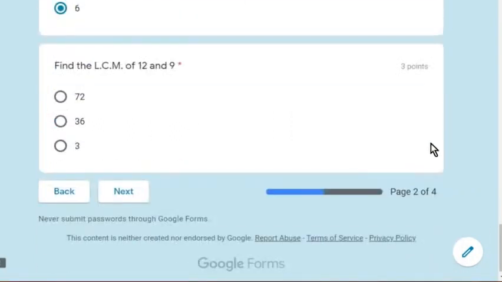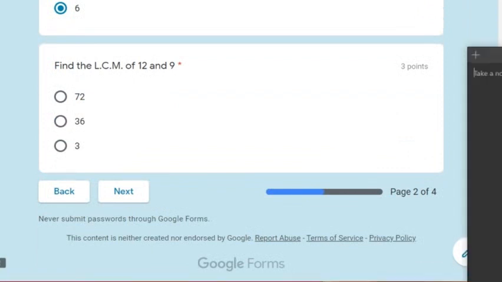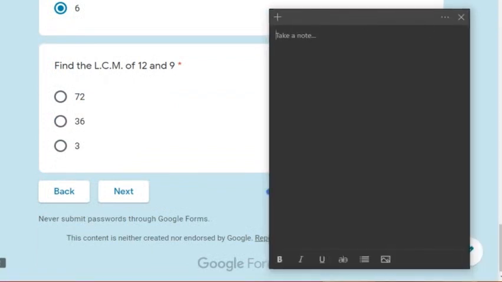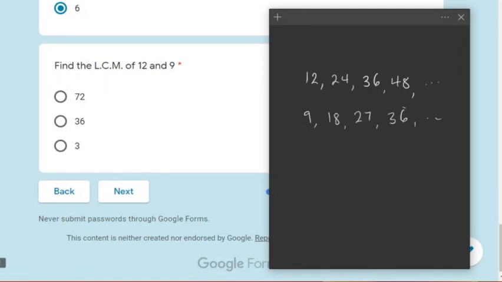Next question, find the LCM of 12 and 9. We can use the factor tree, or we can just use multiples of the numbers, since the numbers are not too big. So I can write multiples of 12: 12 × 1 = 12, 12 × 2 = 24, 12 × 3 = 36, 12 × 4 = 48, and so on. And then multiples of 9: 9 × 1 = 9, 9 × 2 = 18, 9 × 3 = 27, 9 × 4 = 36, and so forth. So I have my least common multiple.